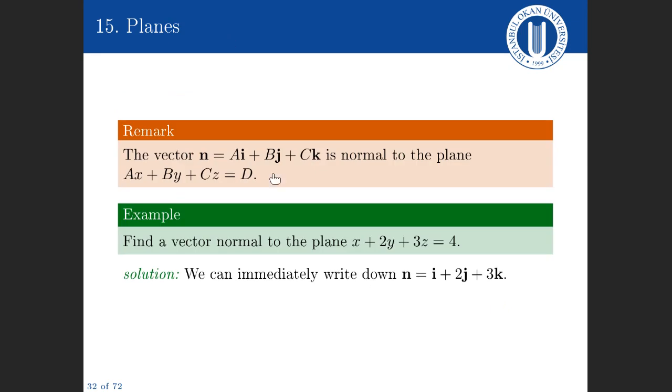Let me remark that the vector a i plus b j plus c k is normal to the plane ax plus by plus cz equal to d. Anytime we see an equation for the plane, we can just look at the numbers a, b, c and straight away we know our normal vector. For example, find a vector which is normal to x plus 2y plus 3z equal to 4. We just look at the numbers 1, 2, and 3. The answer is 1i plus 2j plus 3k, which we can write down straight away.